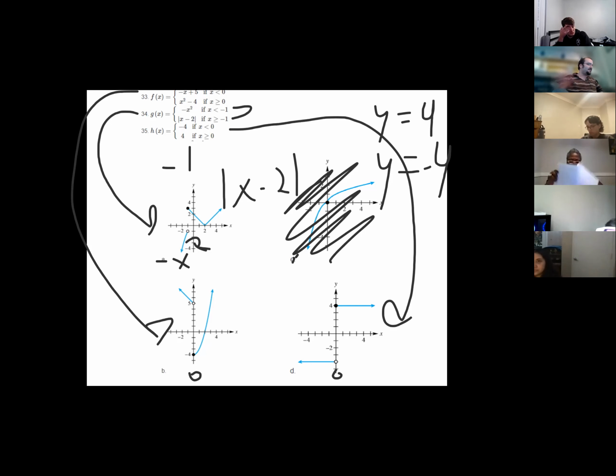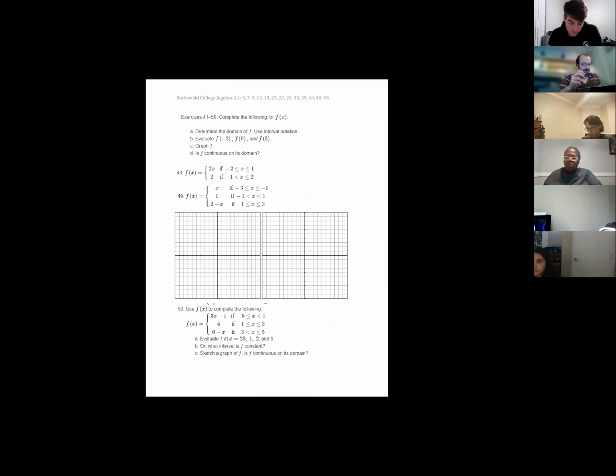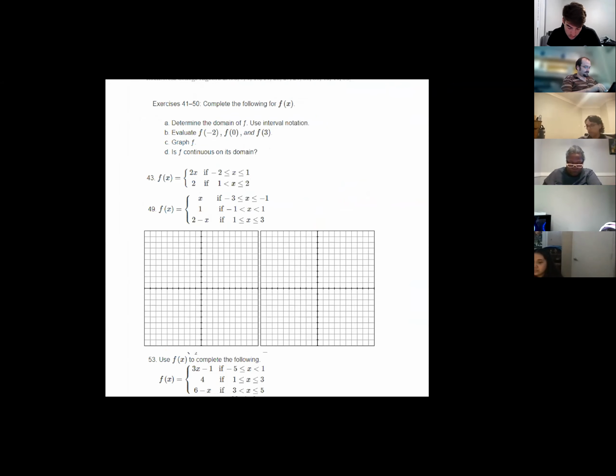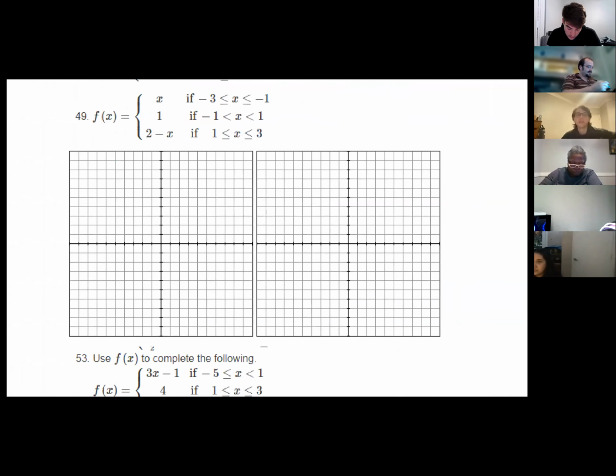Okay, the last thing I want to do in class today is to graph one of those piecewise functions right quick. So which one did I say? I said 49. So if I want to graph 49, what are the important points in my domain? That's what I want to get at first.